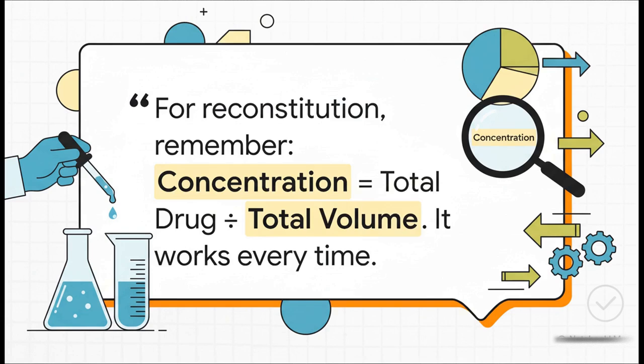And that is the absolute key shortcut to burn into your brain for these. When you see a reconstitution problem, just think, total drug over total volume. That's my concentration. It's fast, it's simple, and it works every single time. It's a lifesaver on the exam.